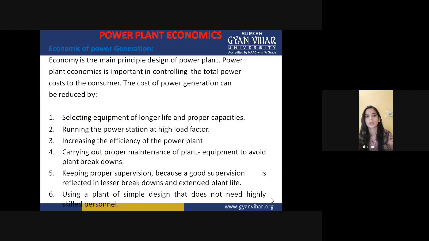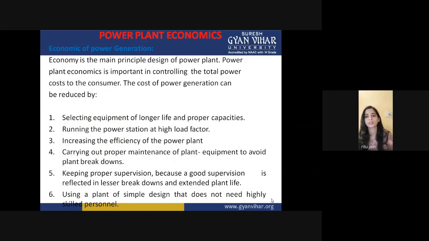of power generation. Number one point is selecting equipment of longer life. If you select equipment which does not have a long life, again and again you have to maintain that equipment and pay charges for it. And if they are not utilizing their proper capacities, we will be in loss and the cost of electricity will be high. Second is running the power station at high load factor.